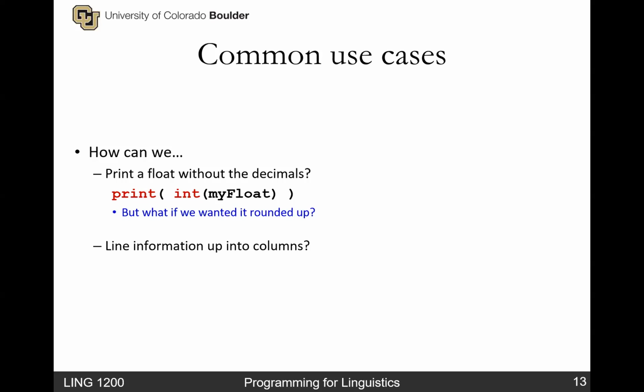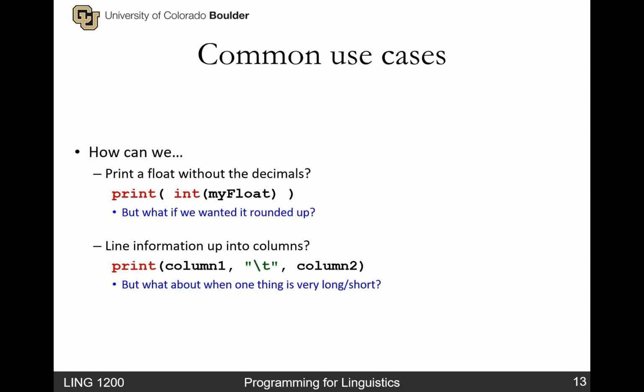And here's another. What if we want to line up information into columns? So we know we can print or write to a file by taking a string and then concatenating it with a tab marker and then another string, and that will put a tab between them. But what if one of them is very long or short?